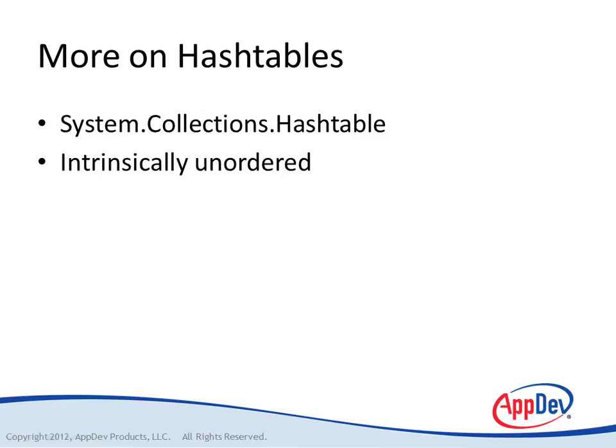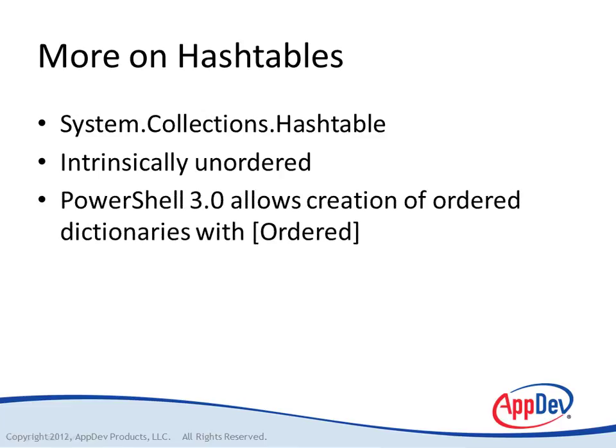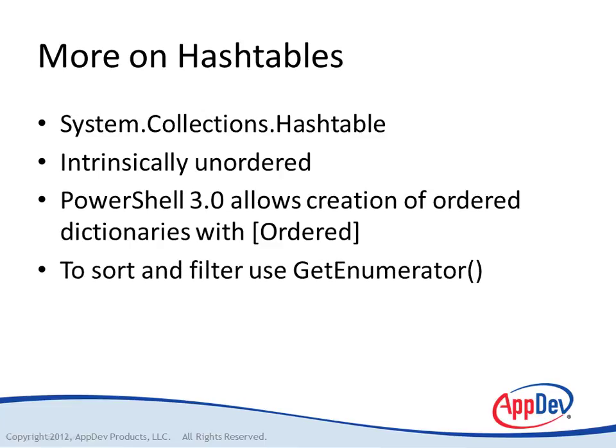Well, this is a problem for a lot of people, and so in PowerShell 3 they allowed the creation of ordered dictionaries with the ordered operator. Now another common gotcha that you'll run into is that hash tables don't behave quite the way you might expect in pipeline operations that involve sorting and filtering, or really anything for that matter. And so if you want to sort and filter, instead of using the hash table, you need to get the hash table's enumerator by using the GetEnumerator function. All right, let's examine that behavior a little bit more closely, because this is definitely something that will throw you up sooner or later.